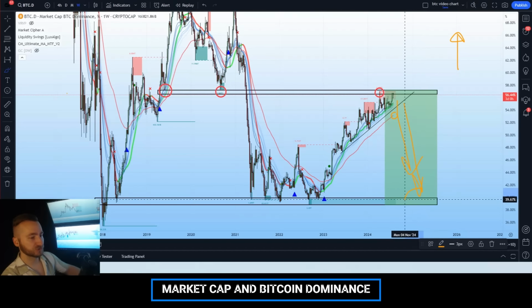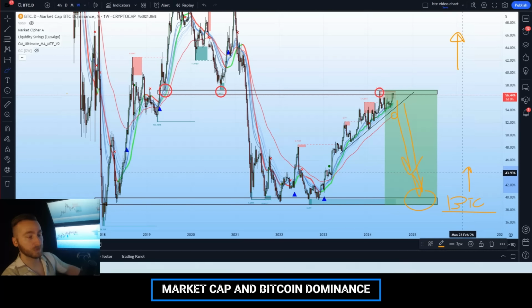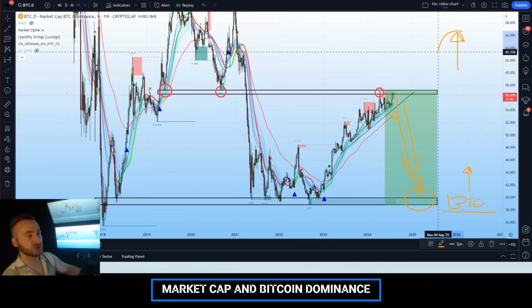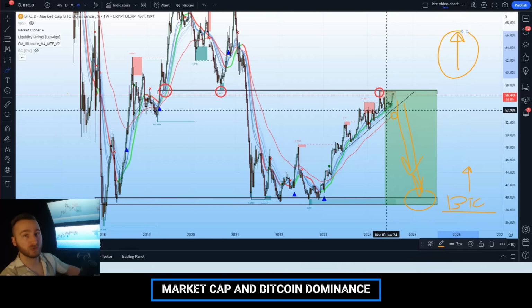Historically, Bitcoin dominance drops down to that 38 to 40% region for Bitcoin tops. So again, if we are expecting a traditional top for Bitcoin, we would be expecting Bitcoin dominance to drop, and we would be expecting Bitcoin price to rise in value, and therefore we could assume the total is going to increase as well. So altcoin season is on the table.